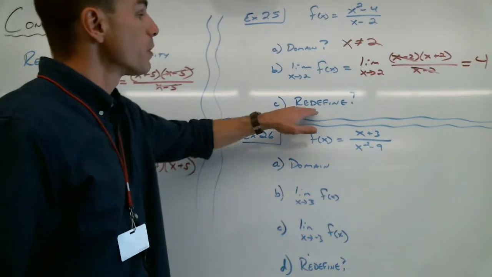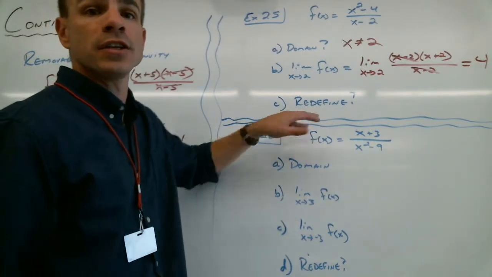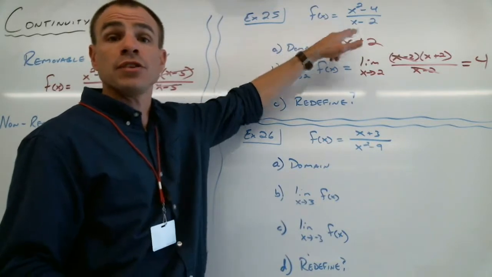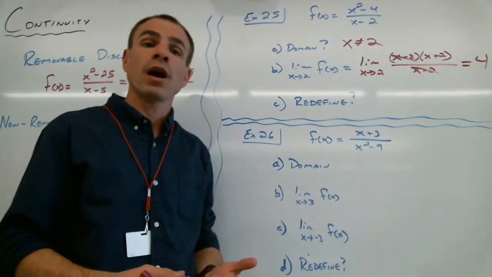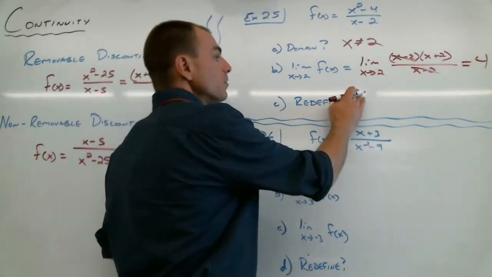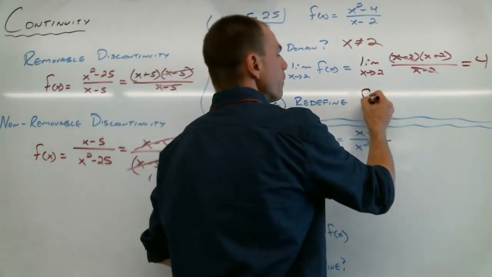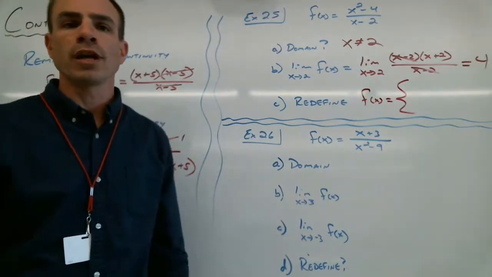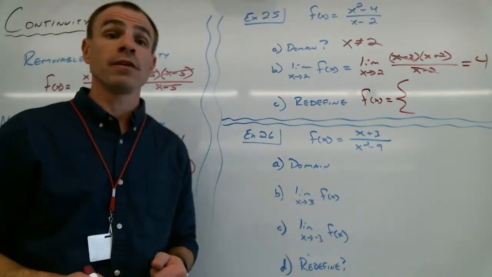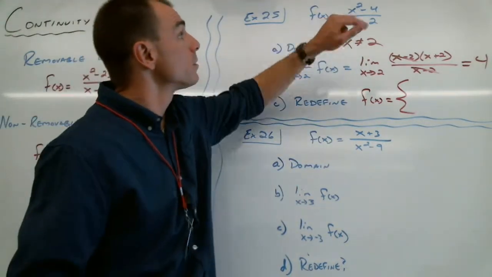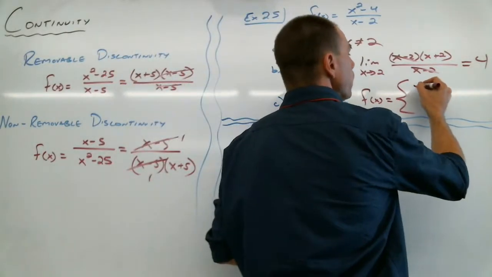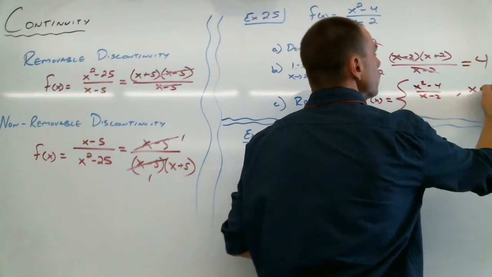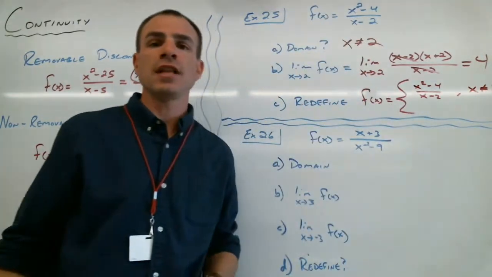Right. So can we redefine our function? And here's what it means to redefine. We're going to turn our function, which right now is just a rational function, into a piecewise defined function. Okay, so yes, we can redefine this. We're going to have f of x is equal to, and then there's our little open brace that symbolizes a piecewise defined function. And the function is going to behave like this. X squared minus 4 over x minus 2 when x is not 2.